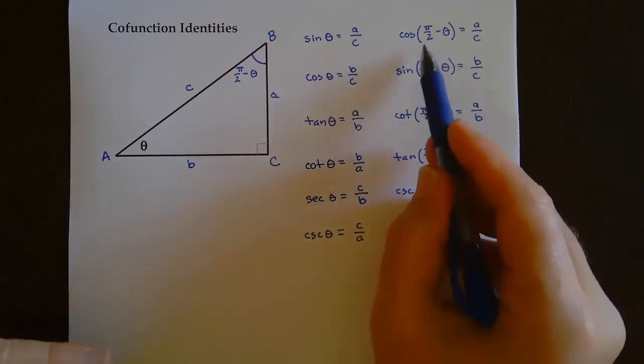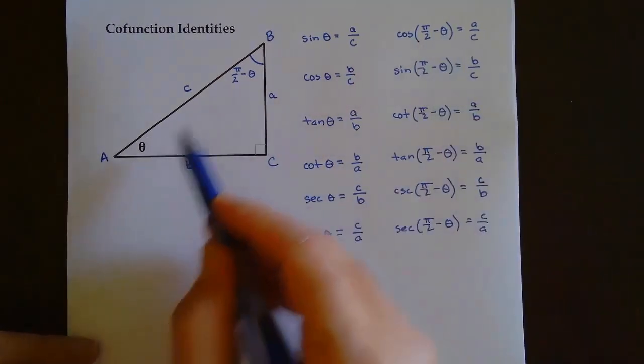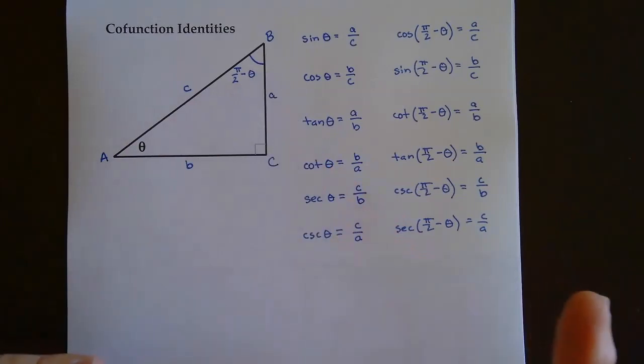So these are complementary angles. Theta and pi over 2 minus theta are called complementary angles. That's why they're called cofunctions, okay? That's what the co comes from, is the complementary, okay? Complementary angles are 2 angles that add up to 90 degrees, okay?